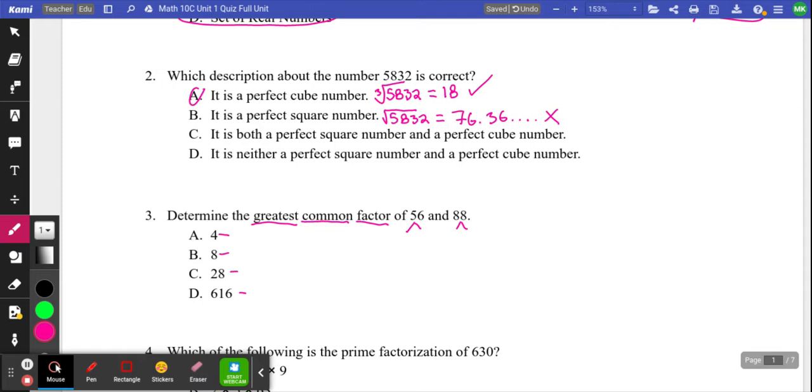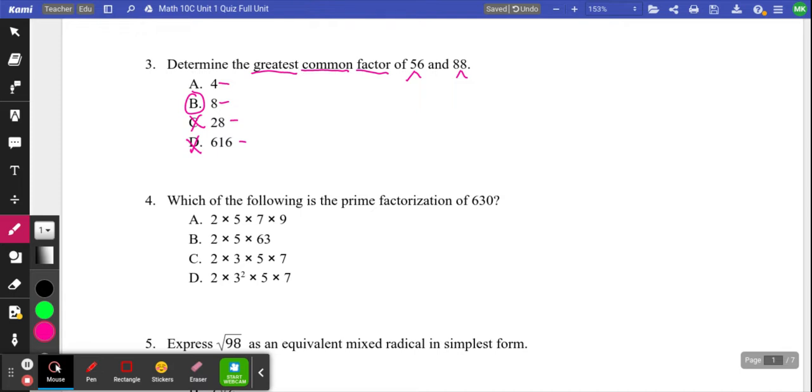So for sure 616 doesn't work. If I try 28, 28 divides into 56, but 28 does not divide into 88, so it's not 28 either. You try 8. 8 divides into 56, and 88 divides by 8. So 8 is the greatest common factor. That's the biggest number that divides into both. Awesome.